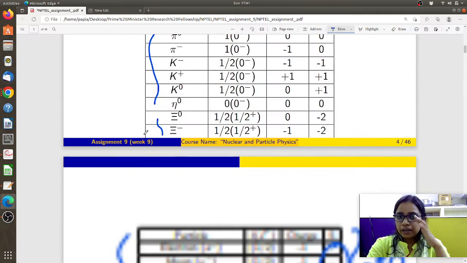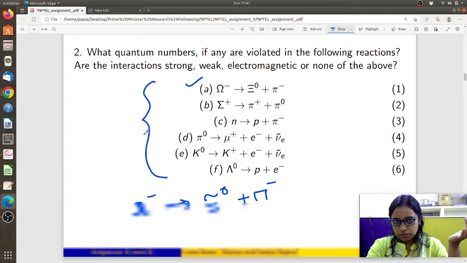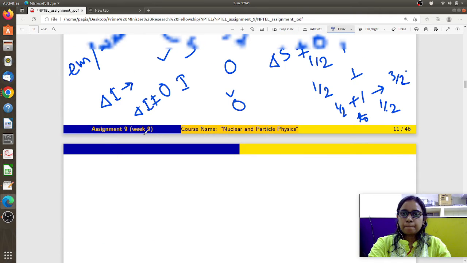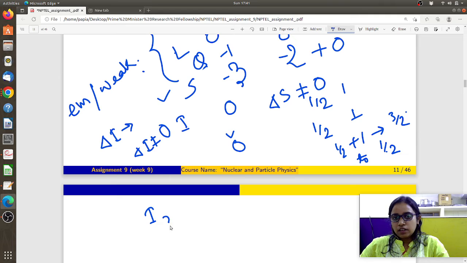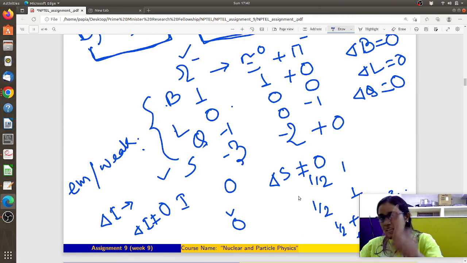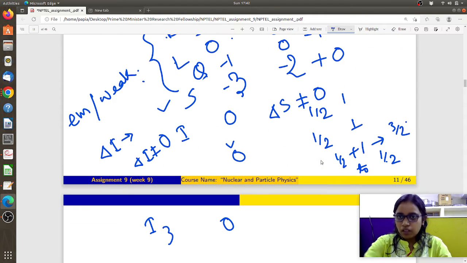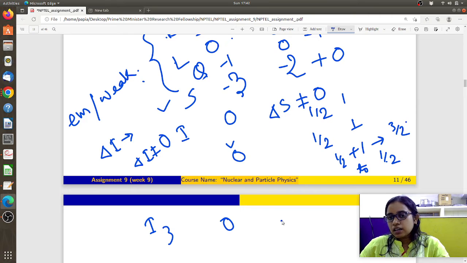Now coming to the I3 part, right now we will talk about the I3 calculation. Just a minute, where is it? So I3 of omega minus is 0, and here we have sigma minus, cascade 0 and pi minus. I3 of cascade 0 is half, because cascade 0 and cascade minus are there. And what was pi 0? Pi 0 has an I3 value of 0, right?